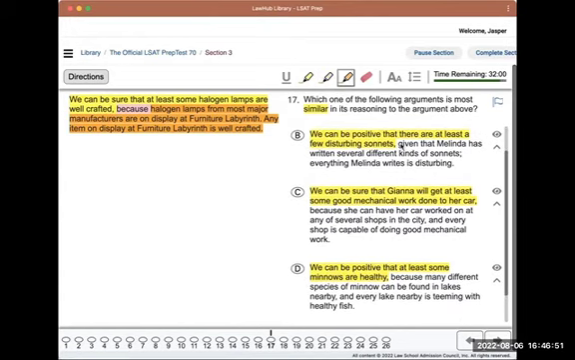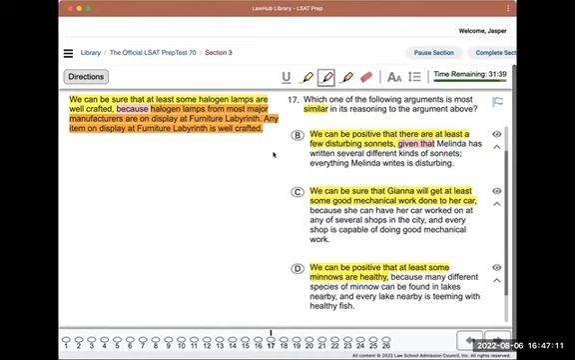Okay, and then we have this guy here. Sorry, that should be pink. That is parallel to because, right? Introducing the support. So Melinda has written several different kinds of sonnets. Everything Melinda writes is disturbing. This one actually works. This is perfect, right?